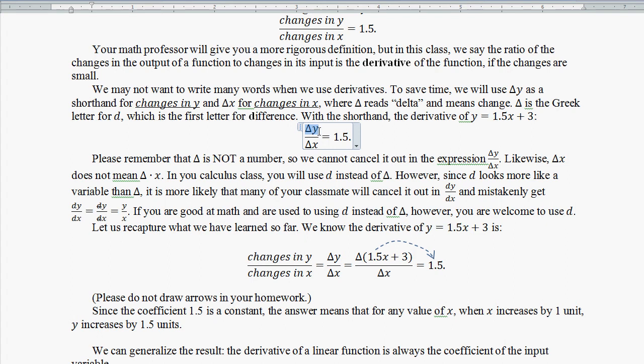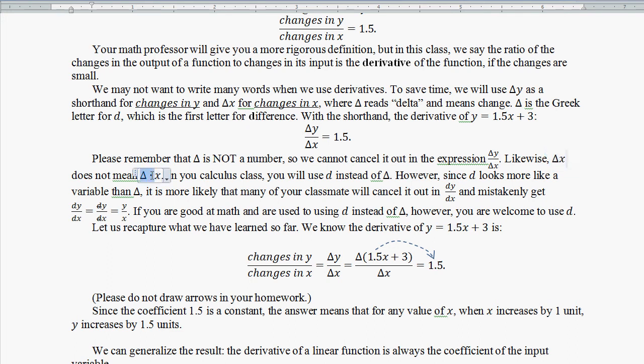If we separate them, they have a different meaning, okay? Delta is not a number. It's not a variable. We cannot cancel it out in this expression because it's not a number, just like I said. Delta x does not mean delta times x because, again, I know I have said it a few times, it's not a number. Okay.